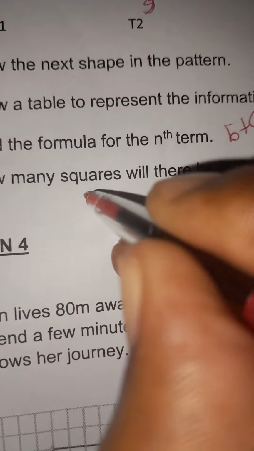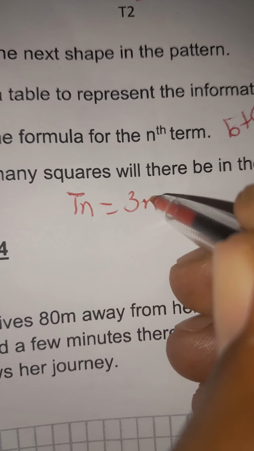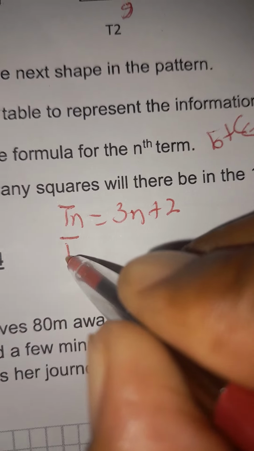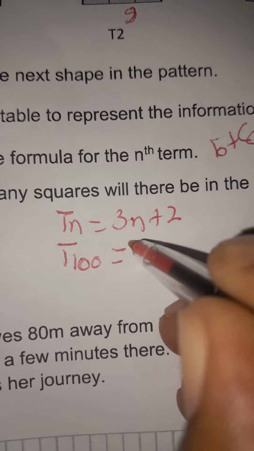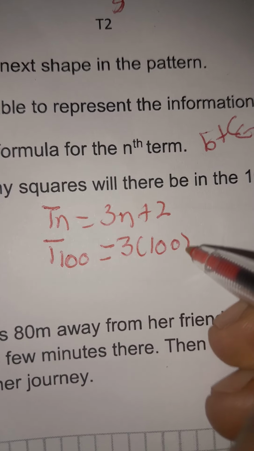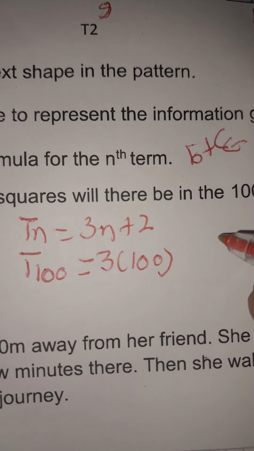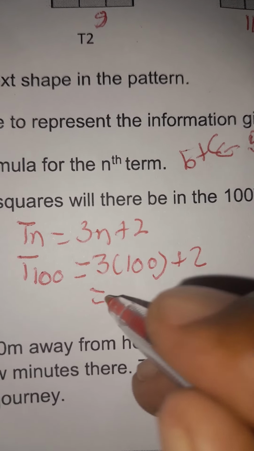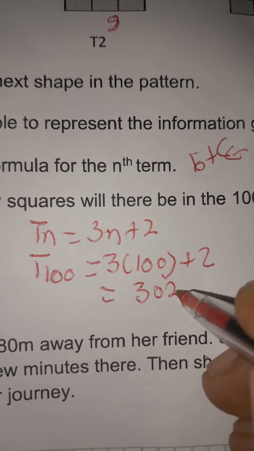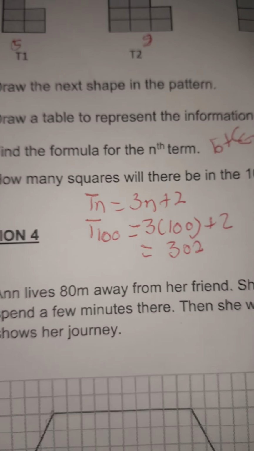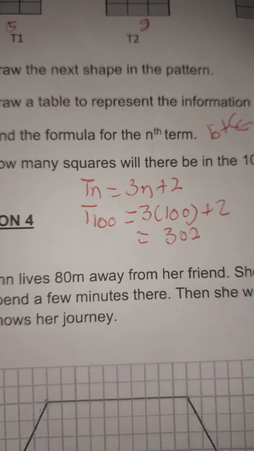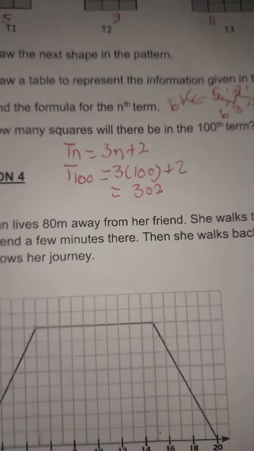How many squares will be there in the 100th term? You will use your general term, Tn, which is 3n plus 2. Where there is n, you place 100. So we are going to have 3 times 100 plus 2. 3 times 100 is 300, plus 2 is 302. So at position 100, we are going to have 302 squares. That's how we are going to answer such questions, right?